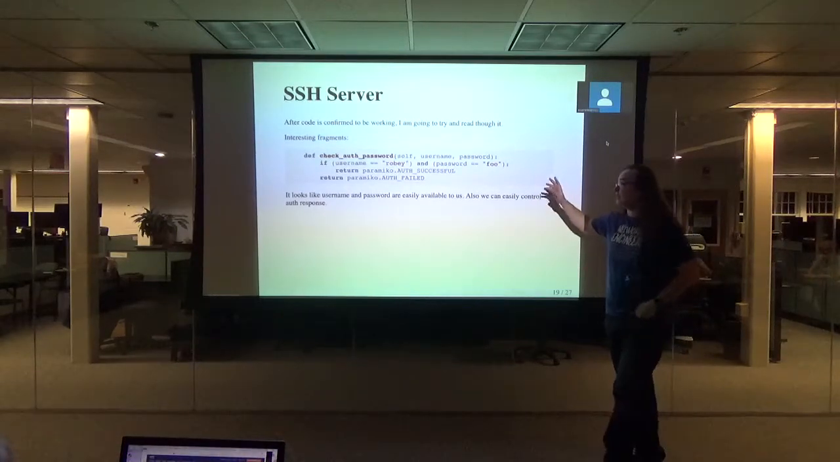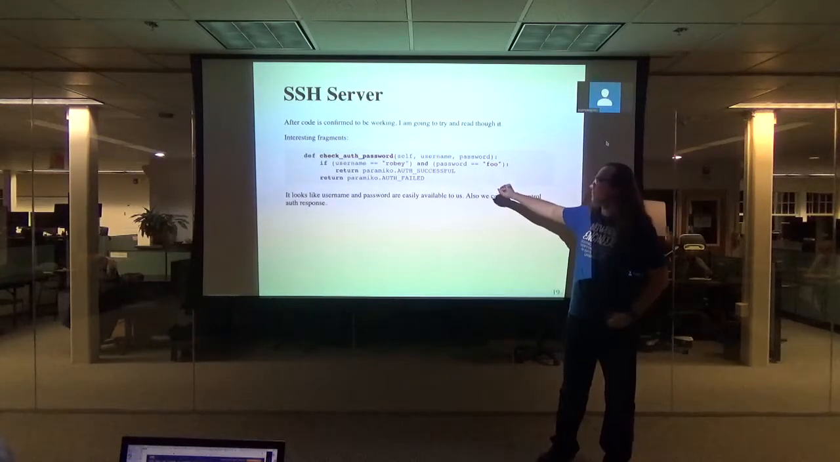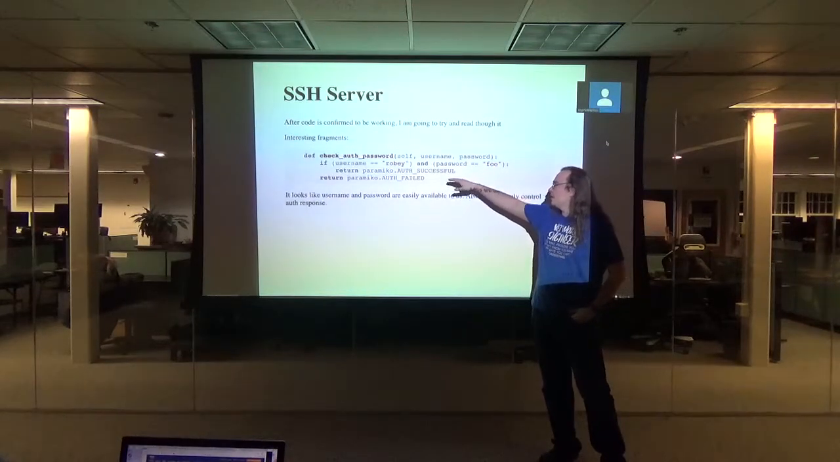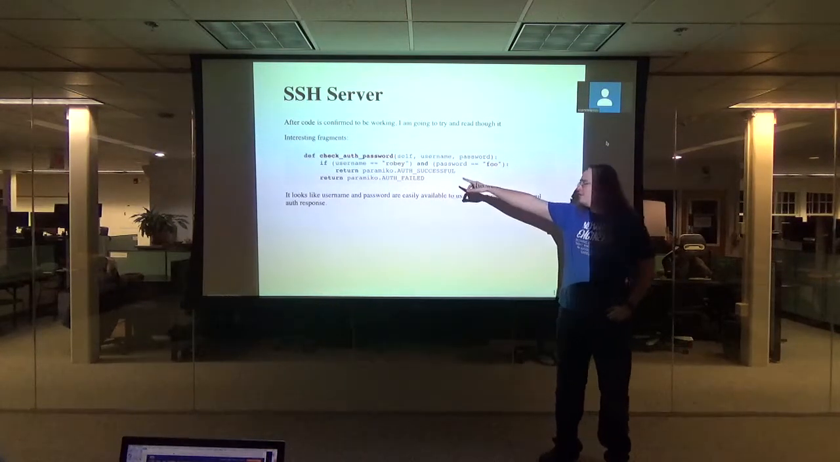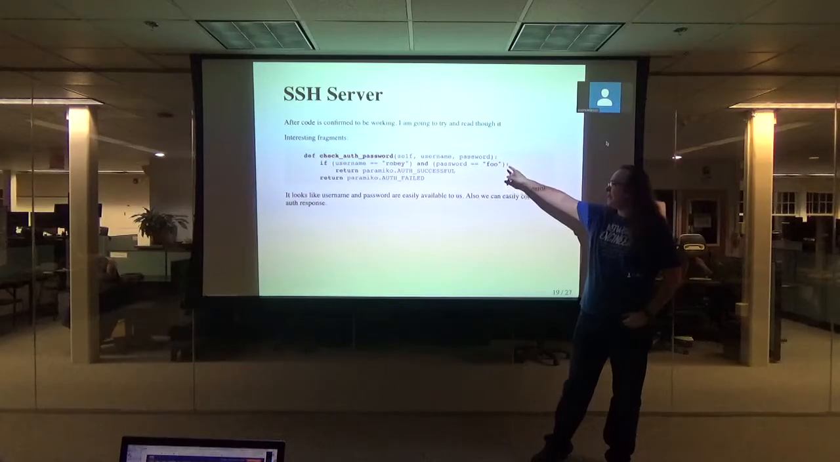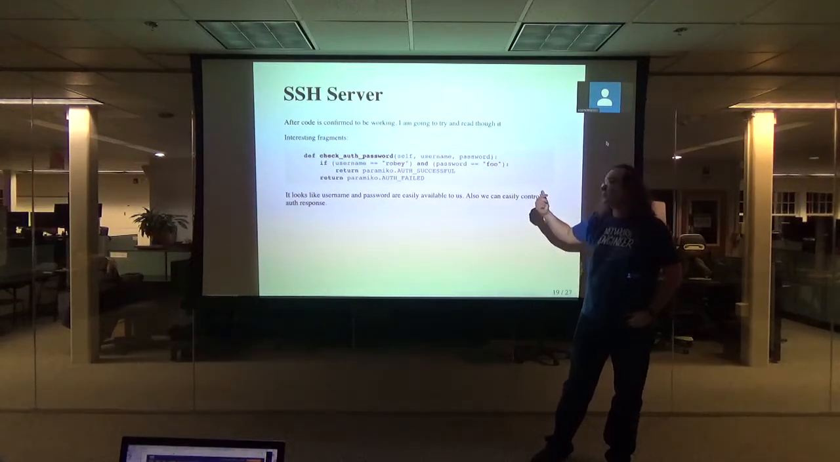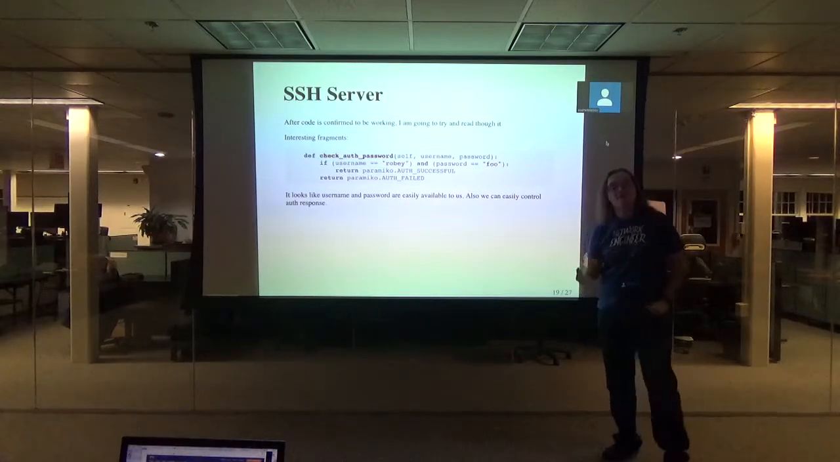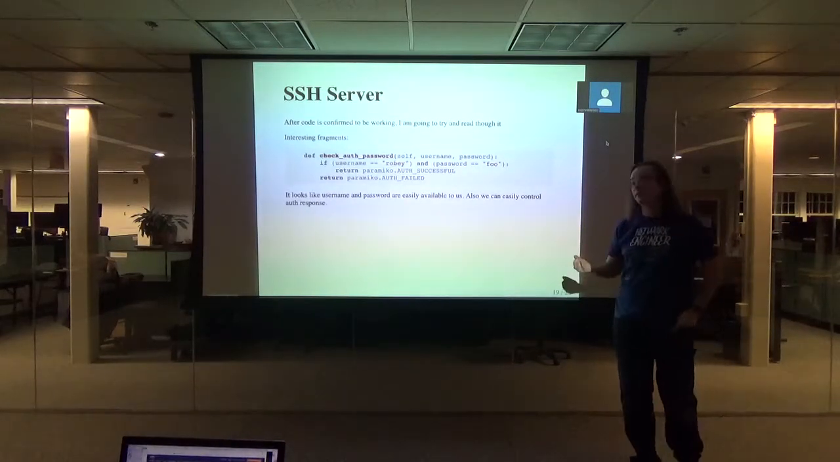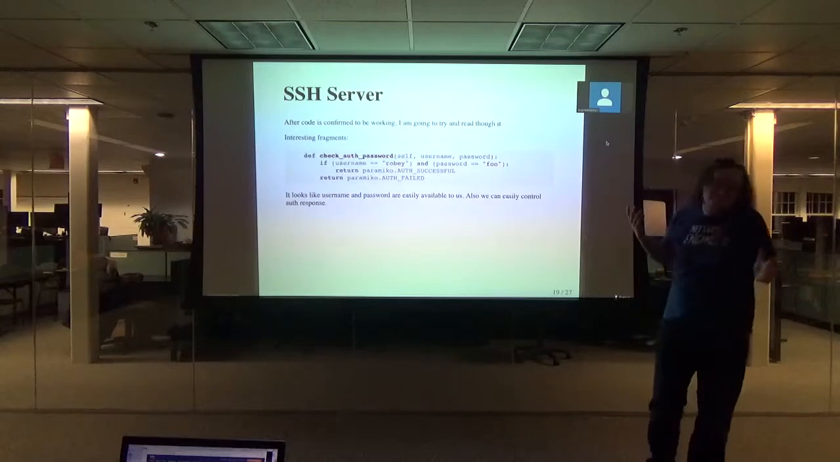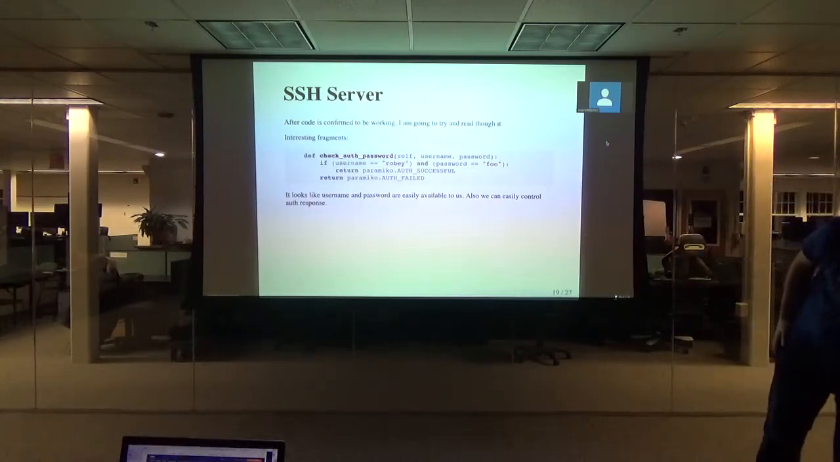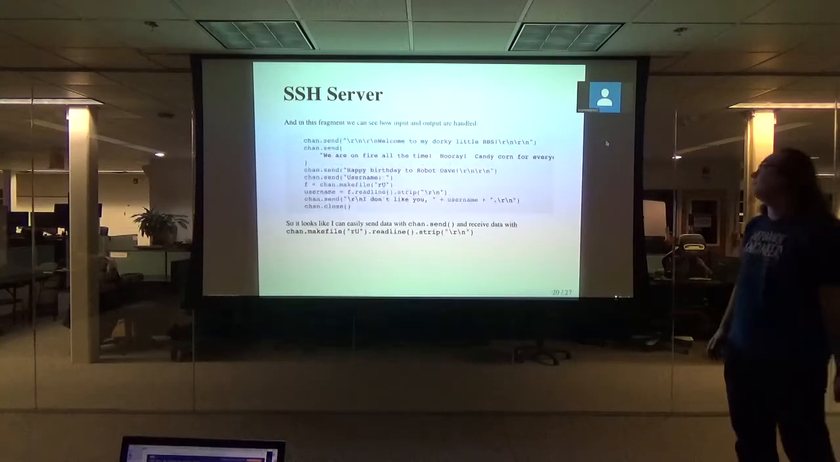So first thing I notice, check auth password. And there's username password, and it clearly says, you know, if that is a username and that's a password, then return that auth is successful. So that means, hey, I have clear text of username and password of whomever connects to me. That's nice to know, right? I don't know what I'm going to do with it yet, but it's nice to know.